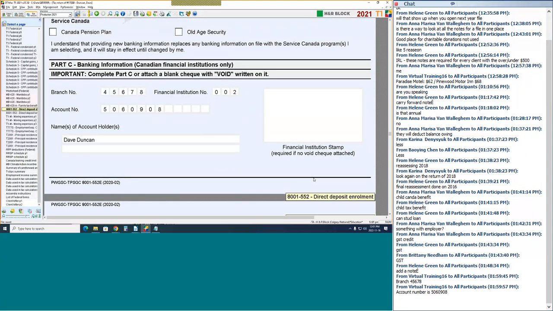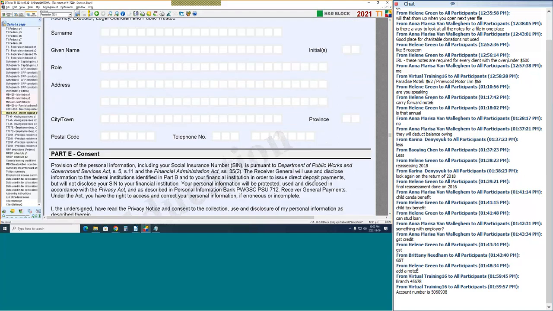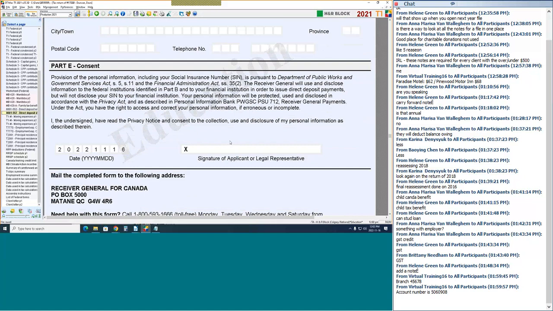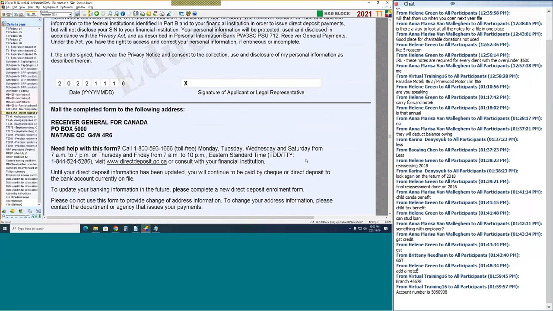So we're going to print it out, attach a void check, and sign the last page. If there's a legal rep signing, we need the legal rep information, and I would attach a copy of the power of attorney to it just so they have everything they need. Then the signature of the person, and it's going to tell you you're going to mail this to Quebec, and wait for them to process it. Eventually, they'll be signed up for direct deposit. Like I said, we can do it for our clients, but this is not the fast way of doing it. If our client wants this, make sure that they go to one of the other methods first. If that's not an option, we do this for them.